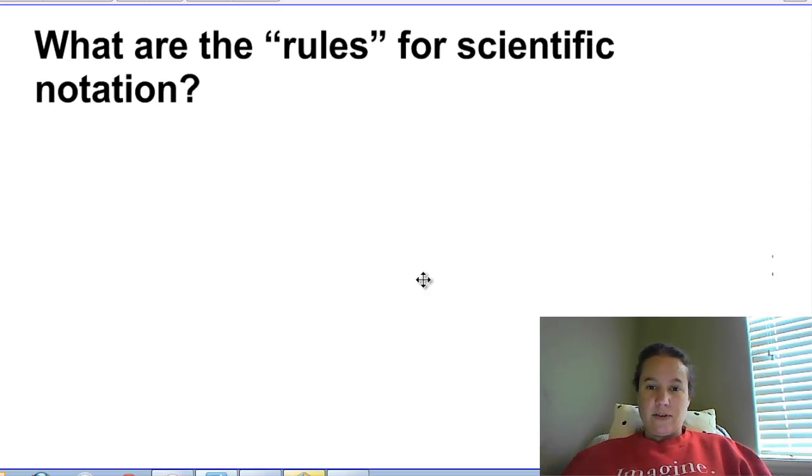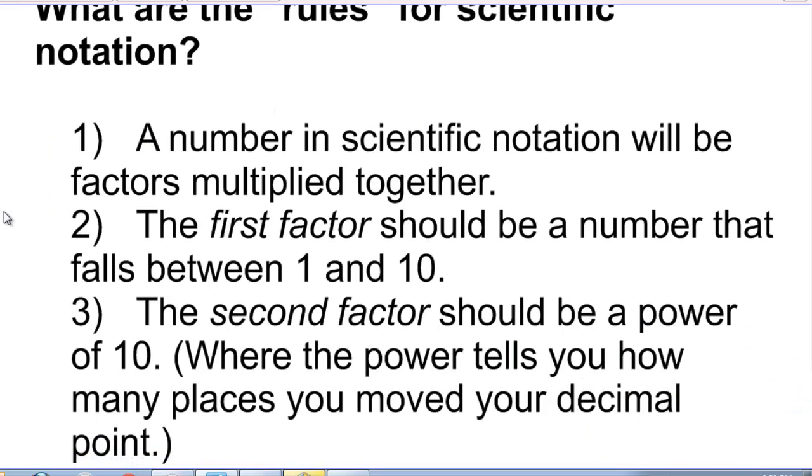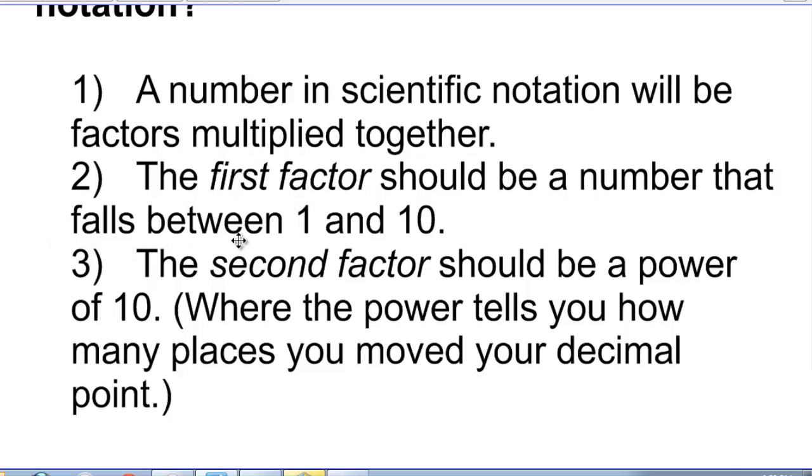So first of all, we want to go over what the rules for scientific notation are, or what a number that's written in scientific notation looks like. Here are the rules we need to think of. It's going to have two parts to it. A number written in scientific notation will be two factors multiplied together. The first factor should be a number that falls between 1 and 10. So anytime you have a number written in scientific notation, the first number has to be between 1 and 10.